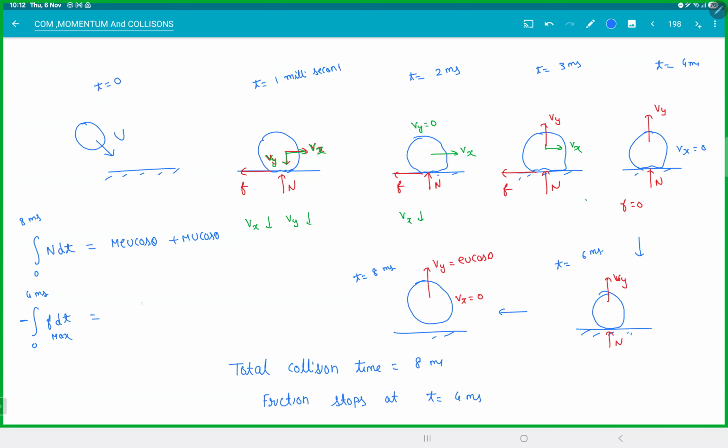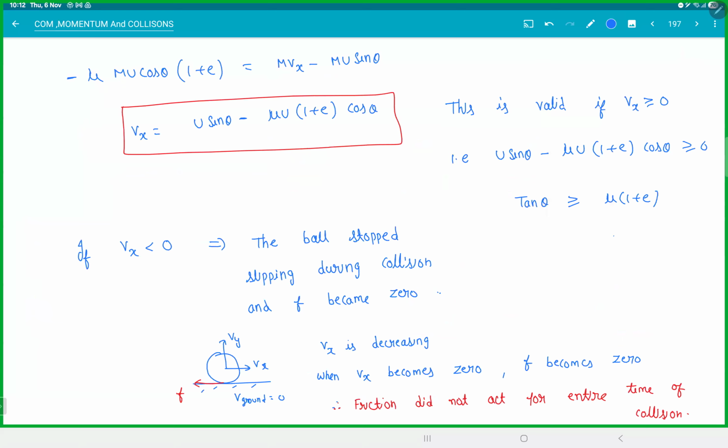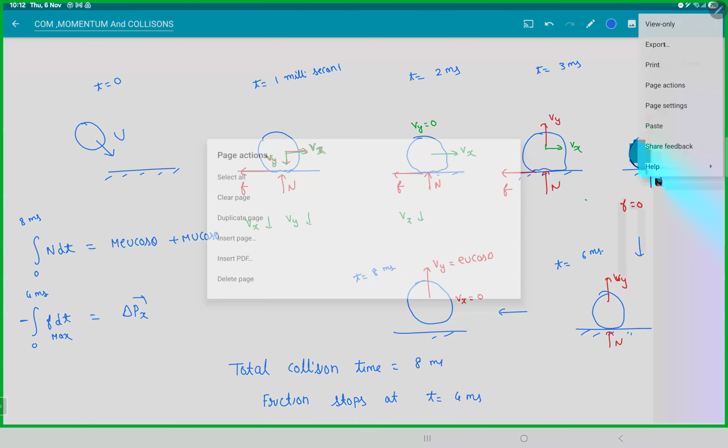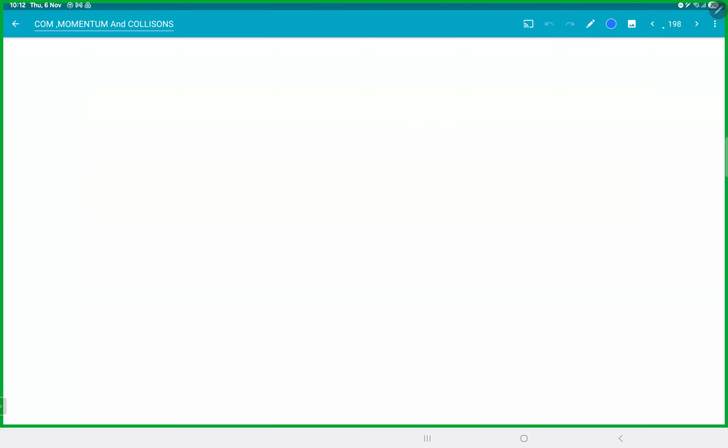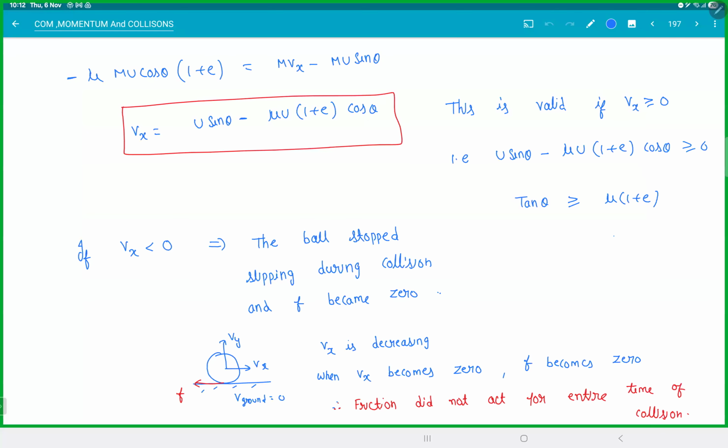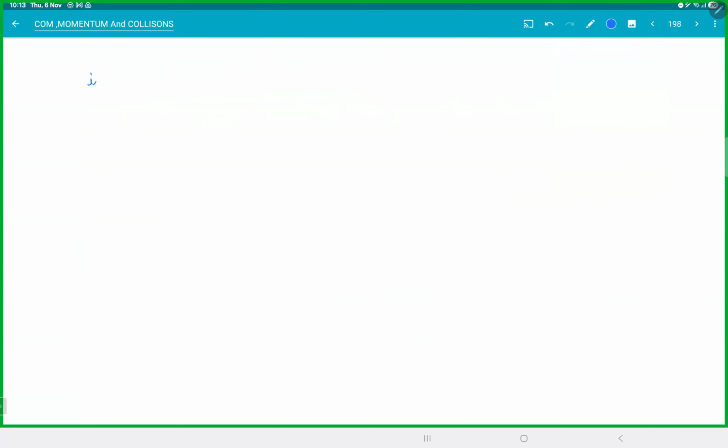This will be the change in horizontal momentum, delta px. We can't solve because the limits are not the same. I can't say now that N dt is equal to mu N dt. I can't solve, but you need not solve actually. The problem got over here. The moment Vx becomes 0, this is statement C. If Vx becomes 0, your job is done. That means if you got Vx negative, Vx is 0, implying there is no horizontal component.